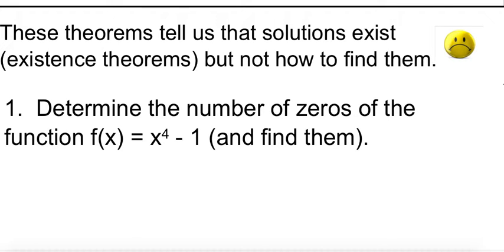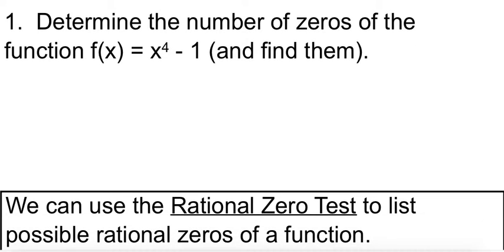Okay, number 1. We want to find the number of zeros of this function, and then we're going to find them. So we take a look at that and see that it is x to the 4th, which means there are 4 zeros. Also means there are 4 factors, so we should be able to factor this into 4 linear factors. So now we're going to do that.